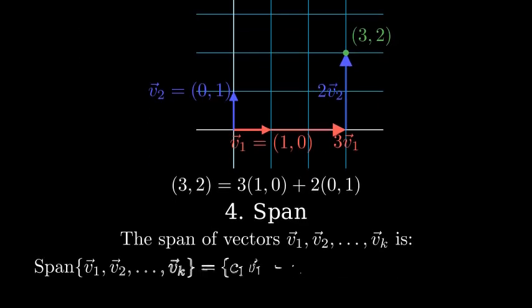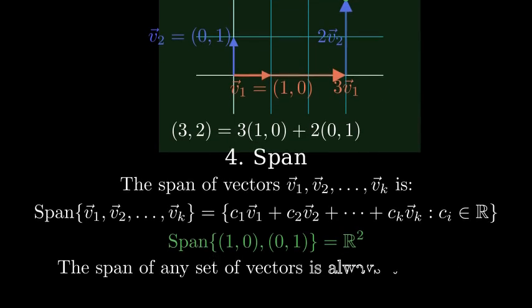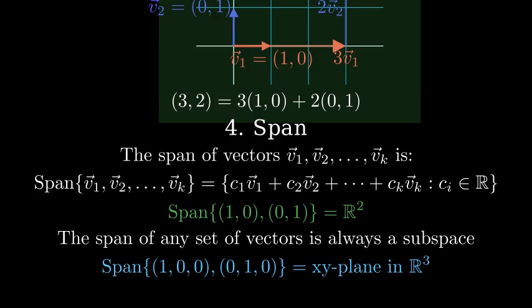This brings us to the concept of span. The span of a set of vectors is the set of all possible linear combinations of those vectors. For example, the span of the vectors (1, 0) and (0, 1) is the entire R squared plane because, as we just saw, any point (x, y) can be written as a linear combination of these two vectors. It's important to note that the span of any set of vectors always forms a subspace. Another example, the span of (1, 0, 0) and (0, 1, 0) in R cubed is the xy plane, which we already verified is a subspace of R cubed.